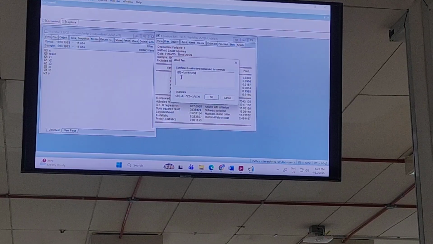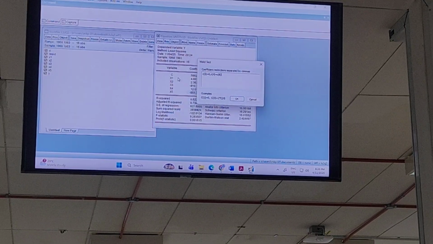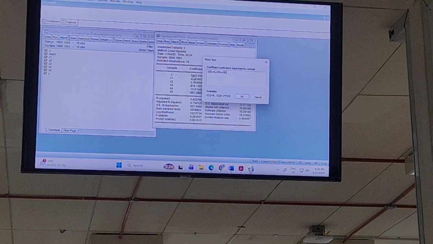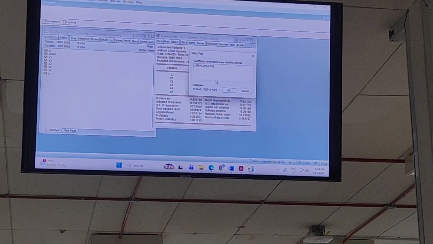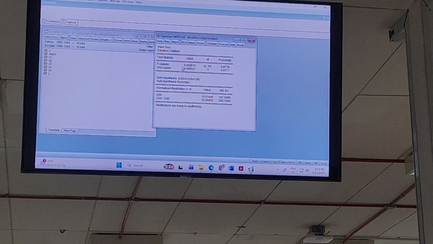For question number 4, don't put C4. It is because the first one is for the intercept. Question number 1 is the intercept. So beta 4 is coefficient number 5: 1, 2, 3, 4, 5. Then beta 3, beta 5. Okay, so you get this one.